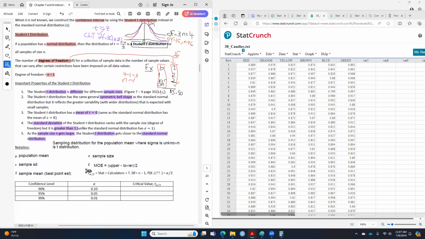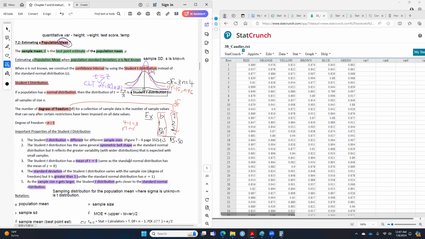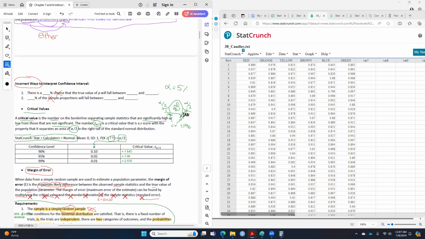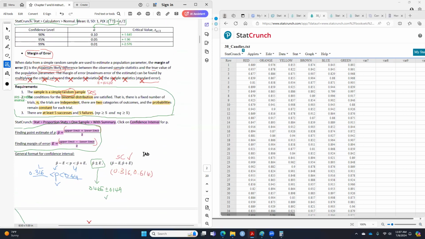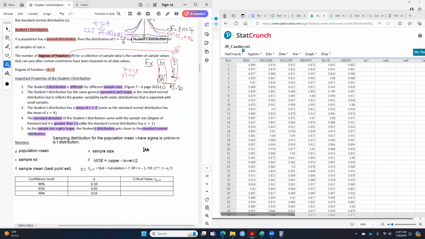T alpha over 2 is called the critical value. As you remember, last time when we did the critical value on the Z, we did the -2 and the +2. Remember the low and the high? These are called the critical values. And in order for us to figure this out, we use the normal calculator. But in this case, we don't use the normal calculator. We will be using a T calculator.